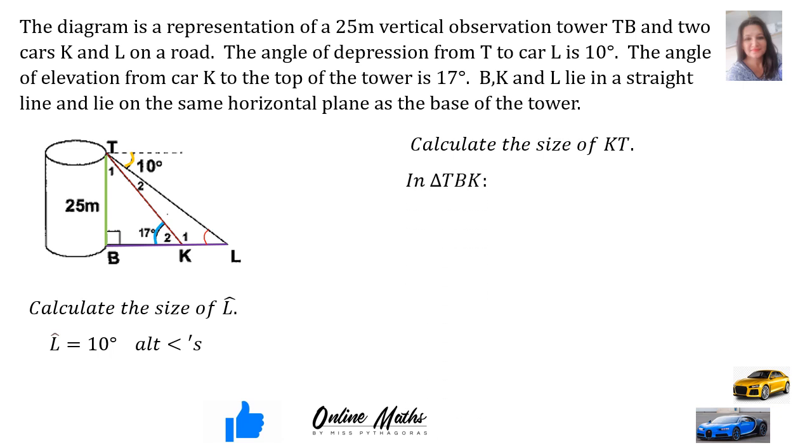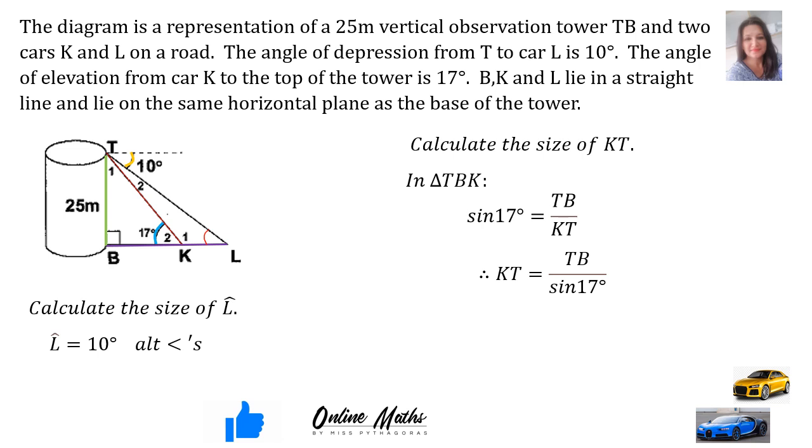Now, in triangle TBK, TBK is the right-angled triangle. And remember, when we work with right-angled triangles, it's normal: sin, cos, and tan. So the one that will work here is sin 17. And remember, sin's ratio is opposite over hypotenuse. Therefore, sin 17 is equal to TB over KT.